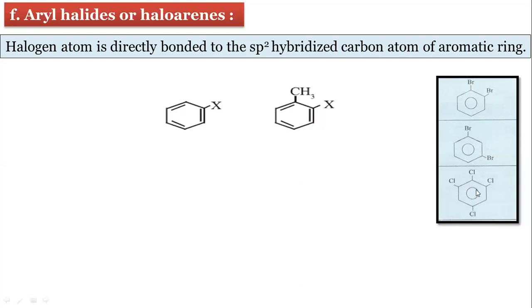Third one, try. This is 1, 2, 3, 4, 5. So 1, comma, 2, comma, 3, comma, 5, tetrachlorobenzene. This is the name of this compound, because this is 1, 2, 3, 4. This is the tetrahalogen derivatives.